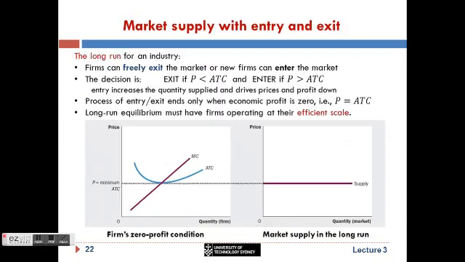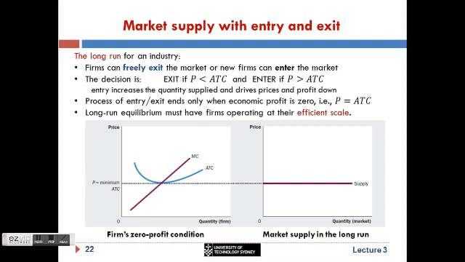Now let us go to the long run. In the case of the long run for an industry, an important distinction and a new thing is that now firms can freely exit and enter the market. So how can we think about this long run? How can we think about the decisions of firms?